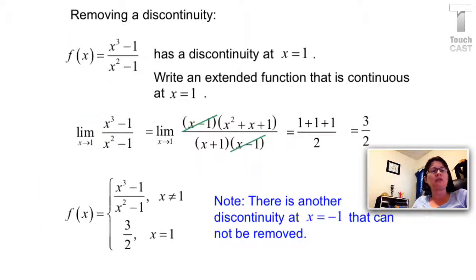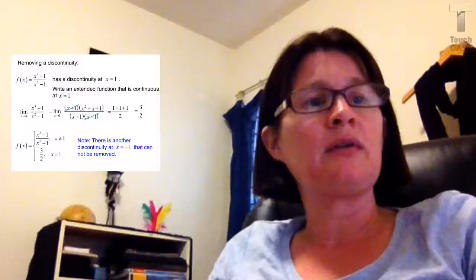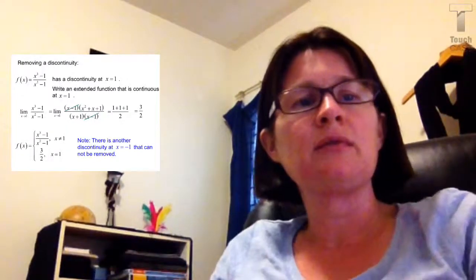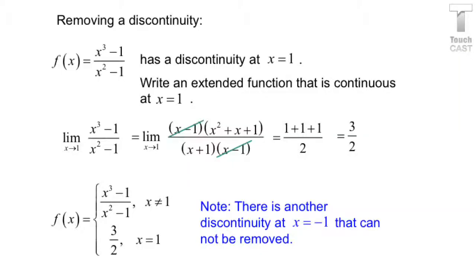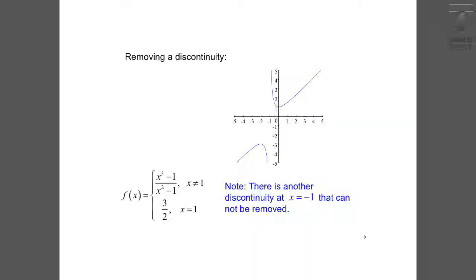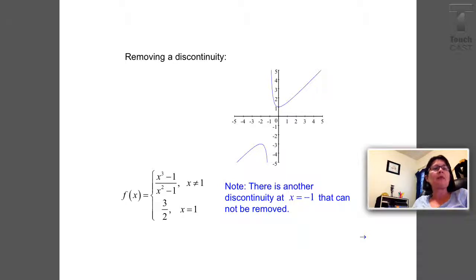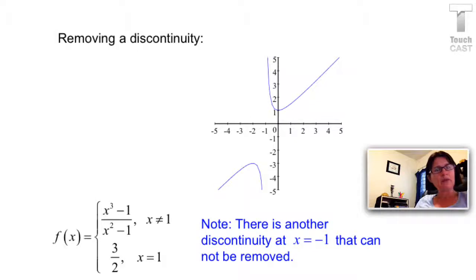So just notice here, there is another discontinuity at x equals negative 1. There we go. This is what the function looks like. I'll zoom in here a little bit. This is the function after I've filled in the hole. It would be really hard to see, but if you had zoomed in at x equals 1 before we filled in the hole, there would have been a little hole right at x equals 1, specifically at 1 comma 3/2.